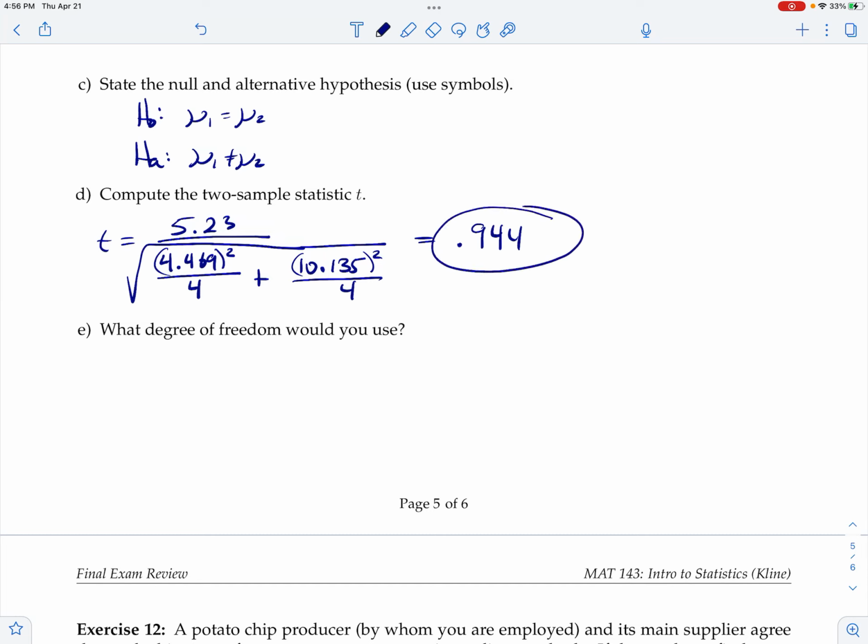Okay. What degrees of freedom would you use? Well, they're both samples of size 4, so you just subtract 1, and I would use 3. I'm not asking you to use or memorize option 2, the nasty formula. That's all that you need to do.